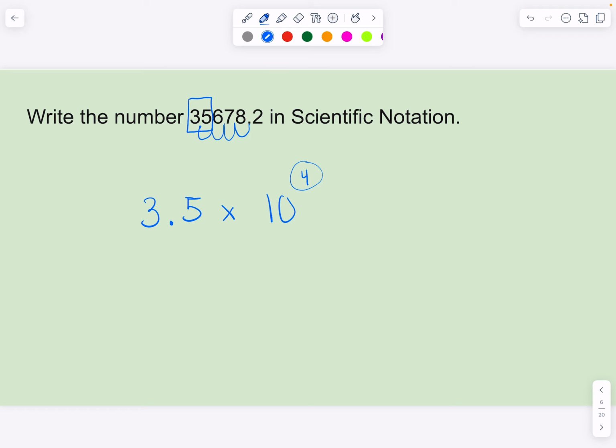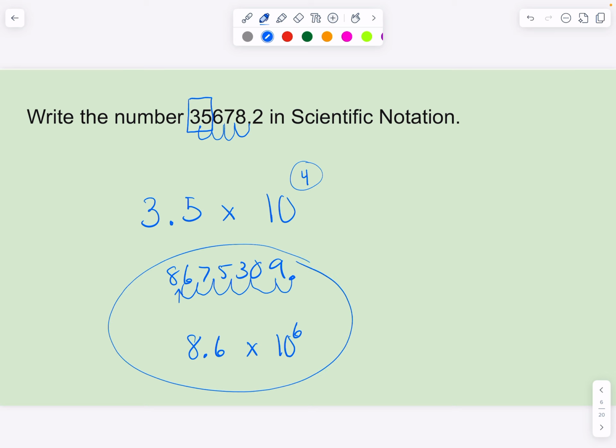So if I had a number like 8675309, and I asked you to write that in scientific notation, you would start here and say, well, we know we're going to end up at that spot. So we're going to have 8.6 times 10 to some power. Let's see our hopping. We go 1, 2, 3, 4, 5, 6. So 8.6 times 10 to the sixth power if you were to rewrite that in scientific notation.